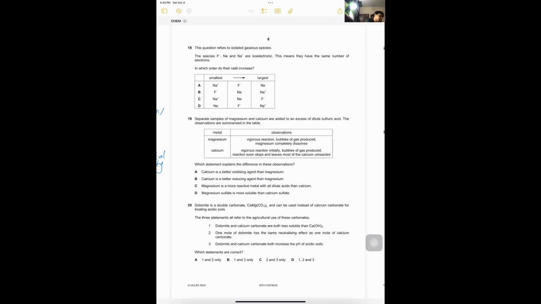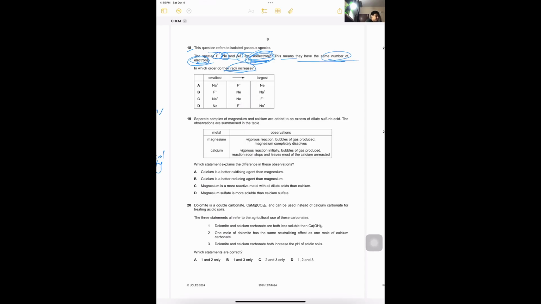Okay, this question refers to isolated gases species. Question 18. The species are isoelectronic. This means they have the same number of electrons. I think some terms like isoelectronic you will learn from the past paper; if you have to read this extra line, it takes up that extra 5 seconds, 10 seconds, which you don't want to waste. In which order do the radii increase?